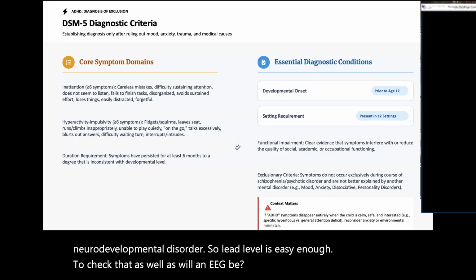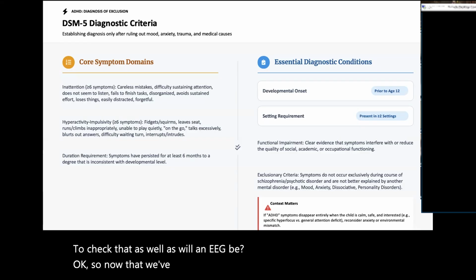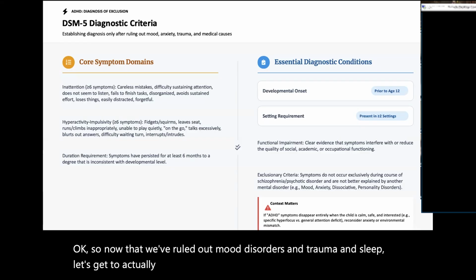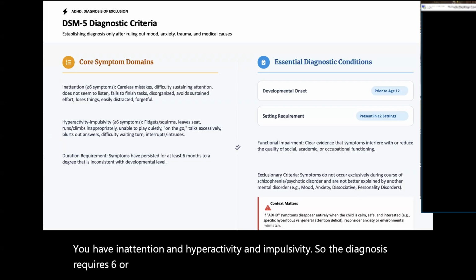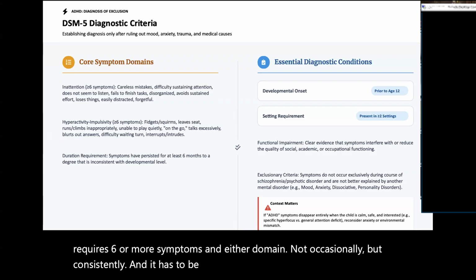Okay. So now that we've ruled out mood disorders and trauma and sleep, let's get to actually diagnosing ADHD. So there are two symptom clusters. You have inattention and hyperactivity and impulsivity. So the diagnosis requires 6 or more symptoms in either domain. Not occasionally, but consistently, and it has to be developmentally inappropriate.